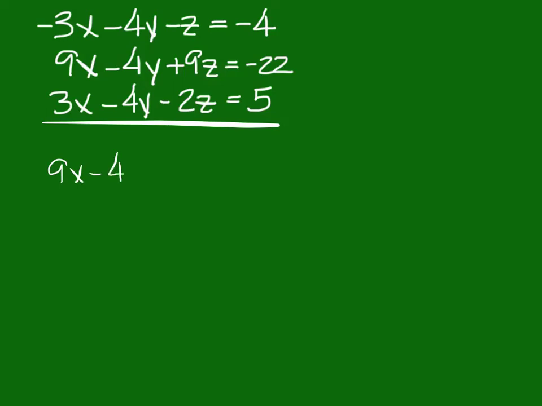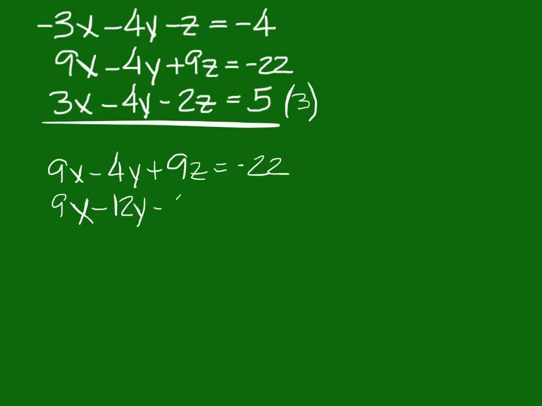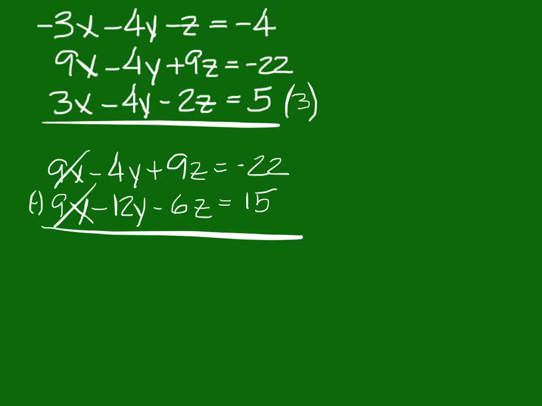9x minus 4y plus 9z equals a negative 22. But this one here is multiplied by 3 because we want to get a 9 out front. So that would give us 9x minus 12y minus 6z equals 15. We have two positive 9s on the left. What operation should I use? Subtraction. So if we subtract, those 9x's are gone, and that's what we want.